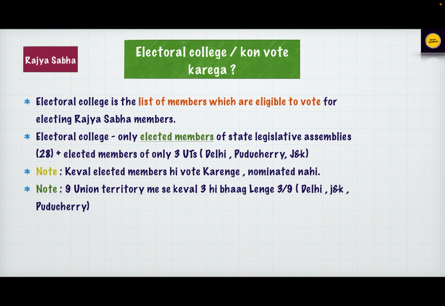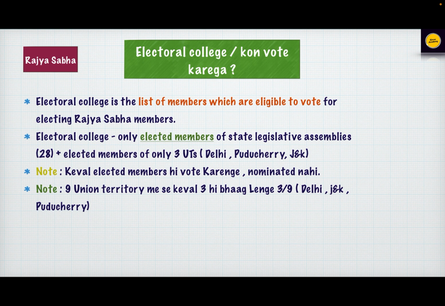For example, the electoral college for Lok Sabha is the population. Which population? The population which is more than 18 years. Universal adult franchise makes every citizen aged 18 years and above eligible to vote for Lok Sabha candidates.